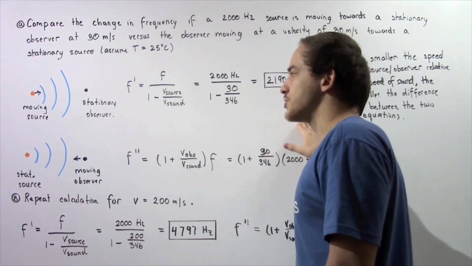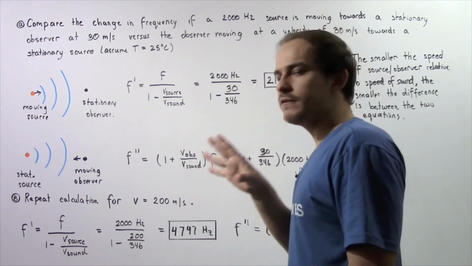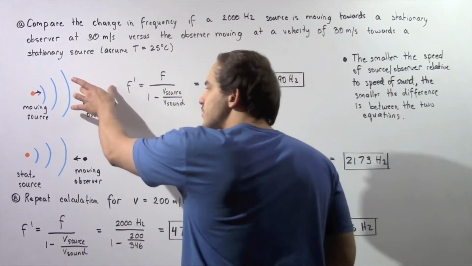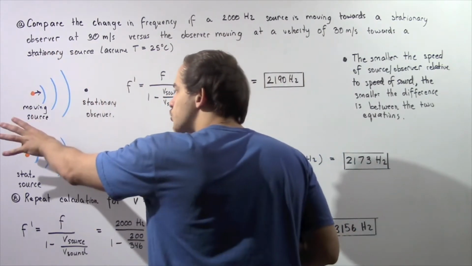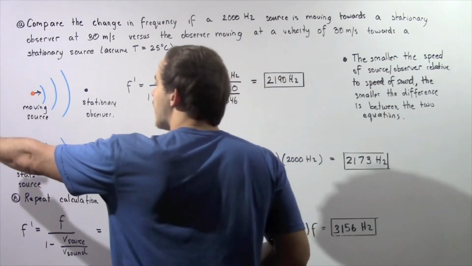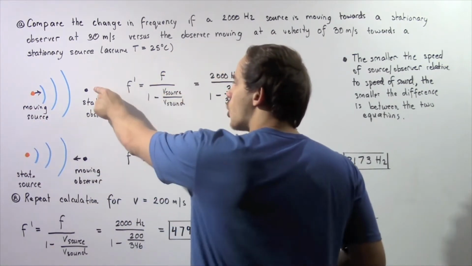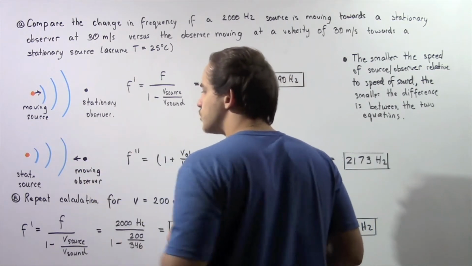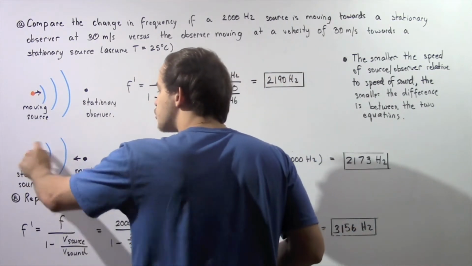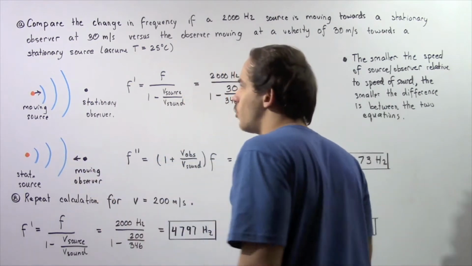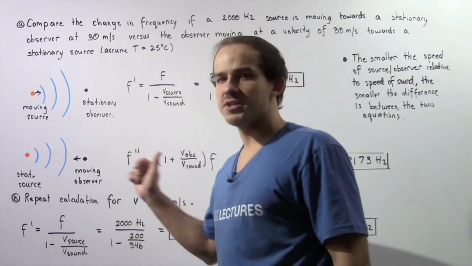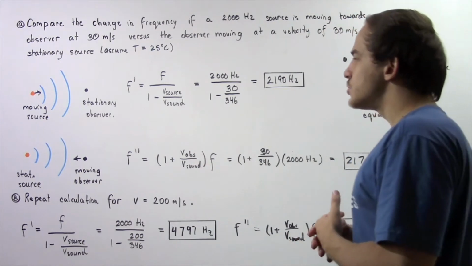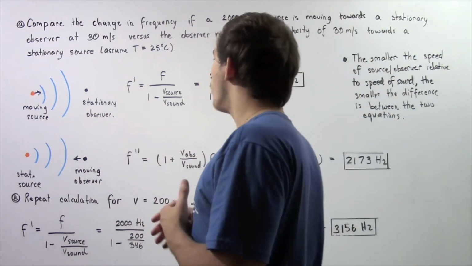25 degrees Celsius. So we're examining two different cases. In case one, we essentially have a stationary observer and the sound source is moving at a velocity of 30 meters per second towards the stationary observer. And in case two, we have a stationary source and the observer is moving at a velocity of 30 meters per second towards the stationary source. So let's begin with case one.